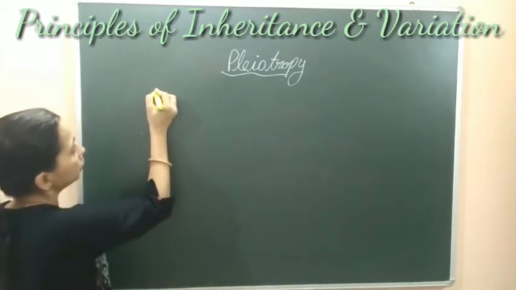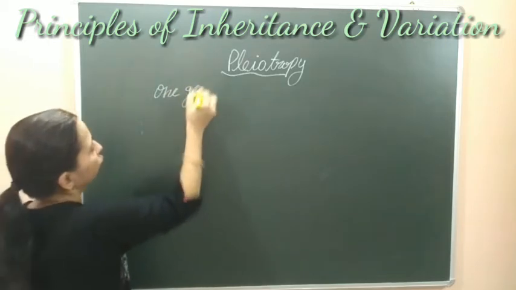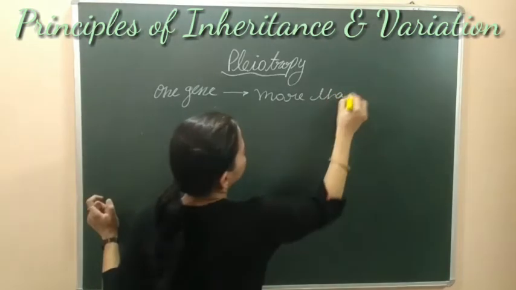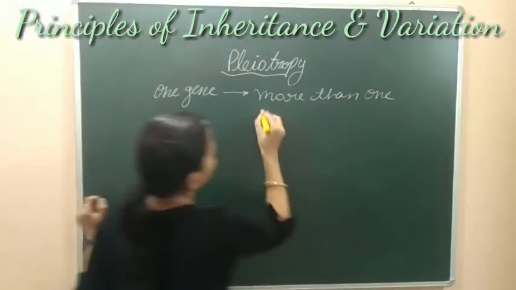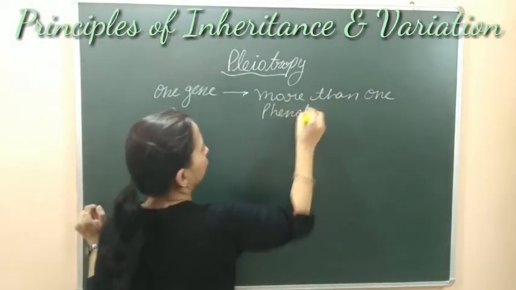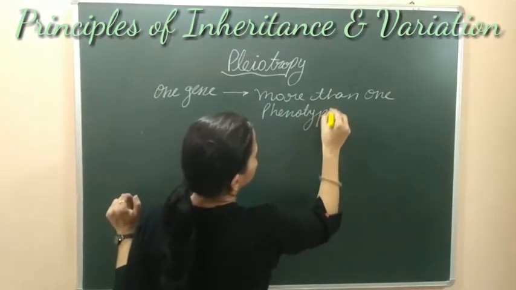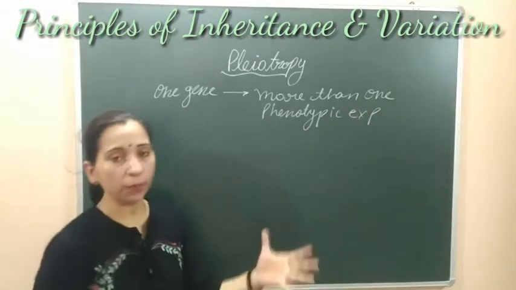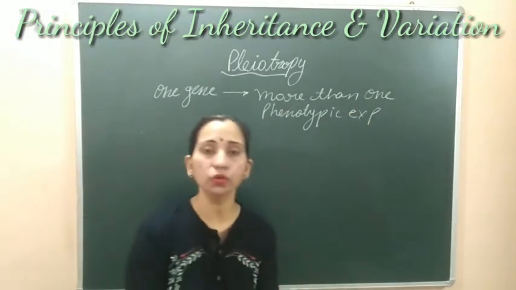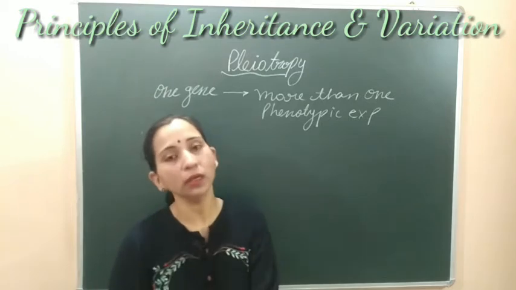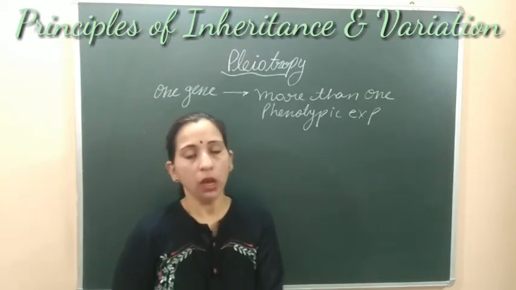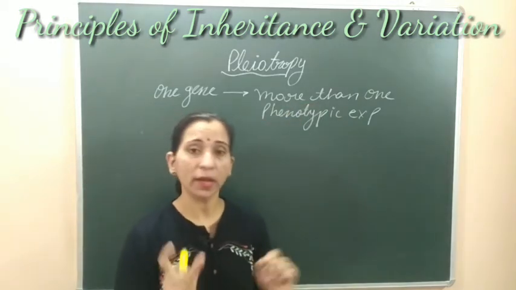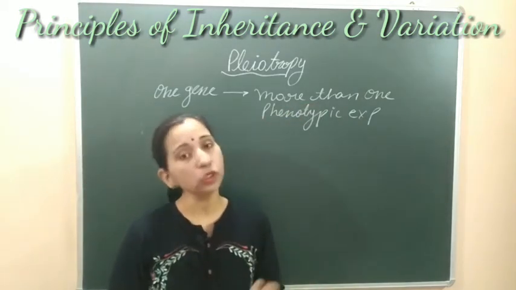So we can write a definition that one gene is controlling more than one phenotypic expression. What does it mean? It means that here one gene will control one character for sure, and along with that it will also control another character, or more than two also. We are writing here: more than one character is controlled by a gene. That condition is known as pleiotropy.